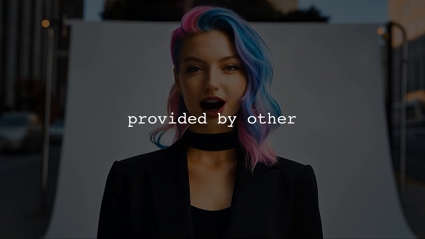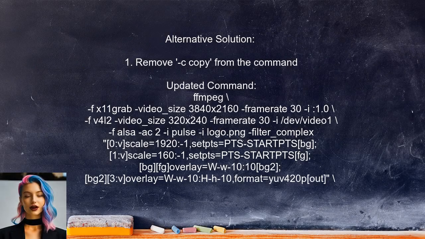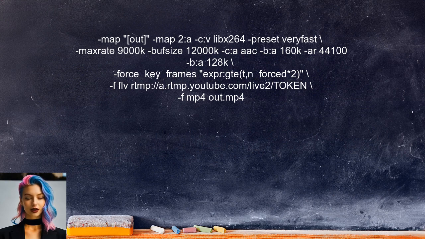Now let's look at the answers provided by other users. One alternative solution provided by a user is to remove the stream copy option altogether. Since you are already filtering or encoding the input streams, you cannot use stream copy. Just eliminate the -c copy command from your FFmpeg command.